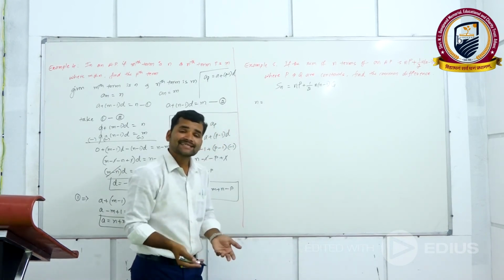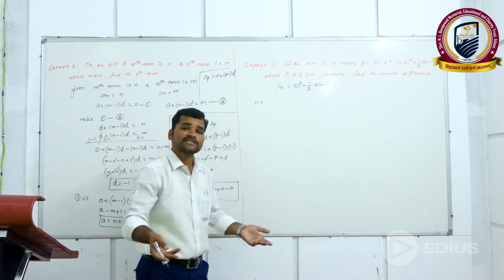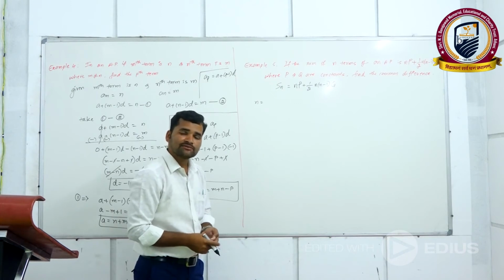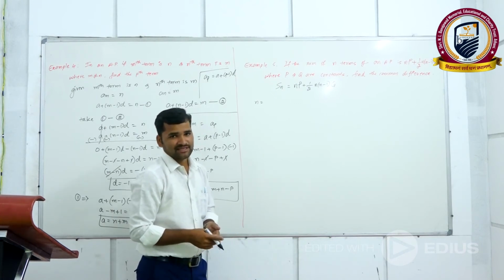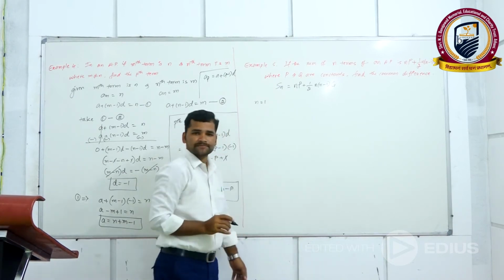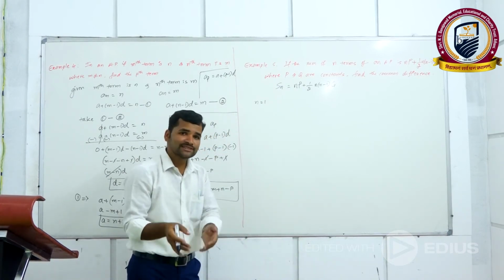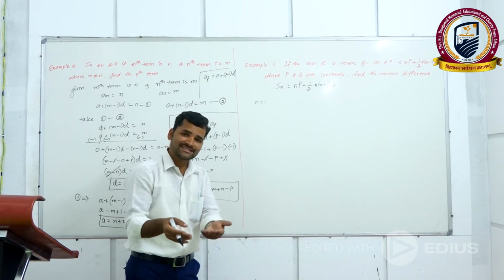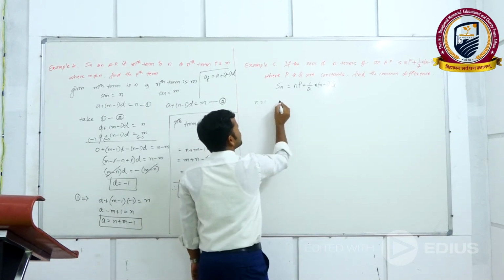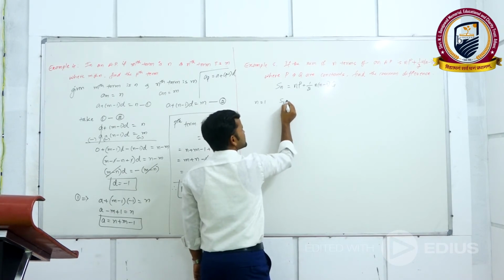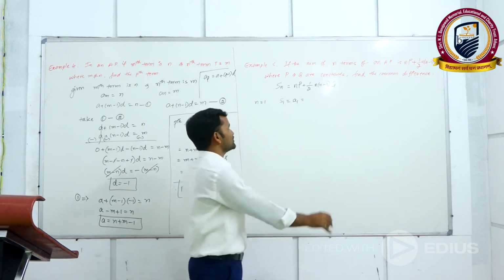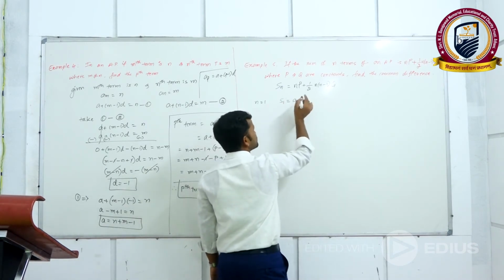S10 means sum of first 10 terms. And suppose if I substitute n is equal to 20, what does it give us? Sum of first 20 terms. With that concept, if I substitute n is equal to 1, it means the sum of the first one term, that is nothing but the first term, a1. So n is equal to 1, S1 is nothing but the first term a1, and in place of n, I am substituting 1.